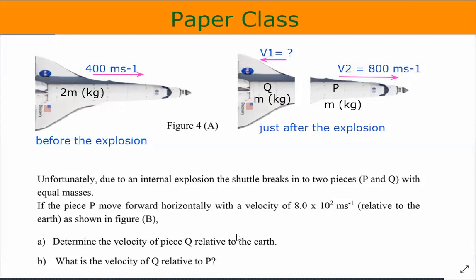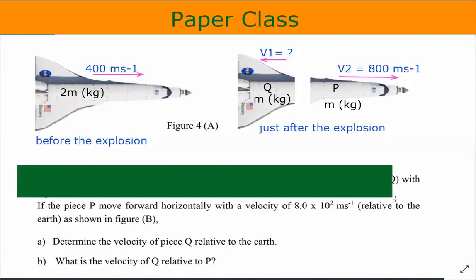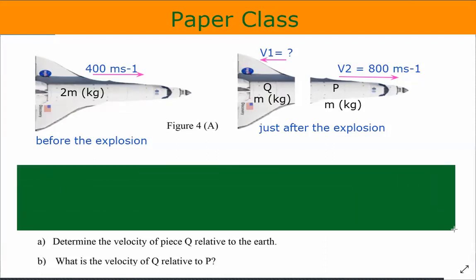And the other thing is, all these velocities are marked relative to the Earth, right? V1, V2, 400, all of them are marked relative to the Earth. Now, what is the theory? What's the law that should be used to find the velocity of this piece Q after the explosion? Somebody unmute the mic and tell me.